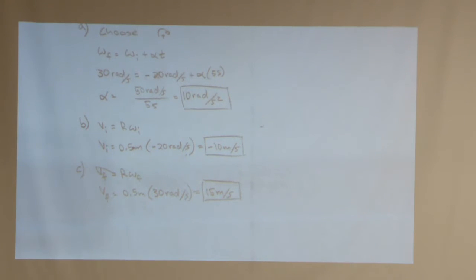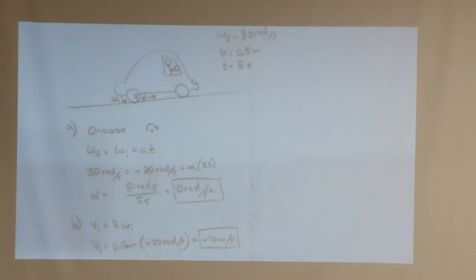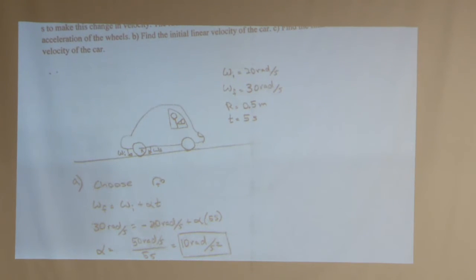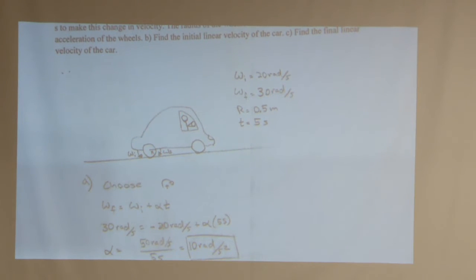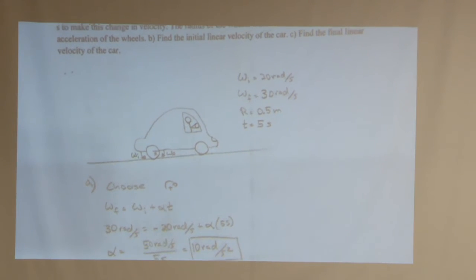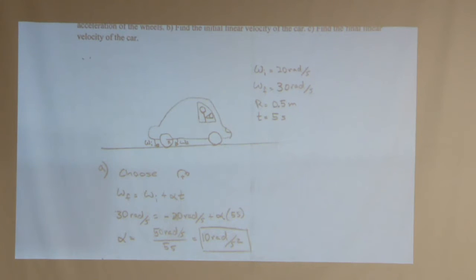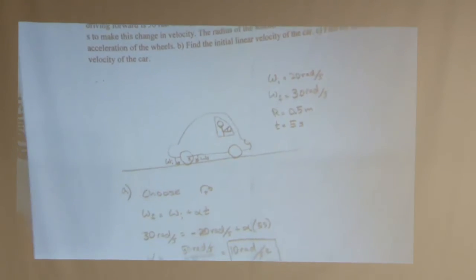So are there any questions on this problem? All right. Yeah, so the biggest mistake for kinematics is usually the sign. So I just want you to make sure when you do a problem like this that you put the correct sign when you're plugging in your values. All right, so no questions. I'll move on to the next one.